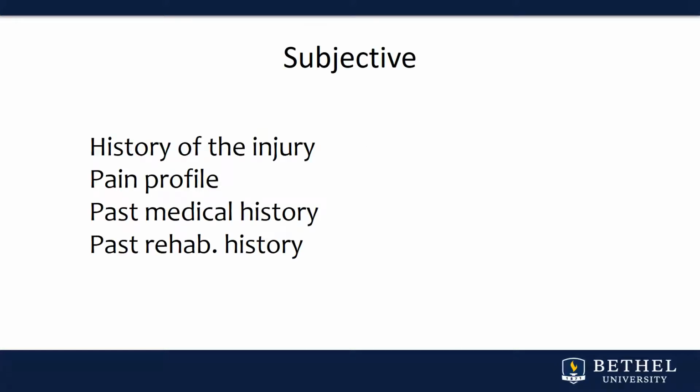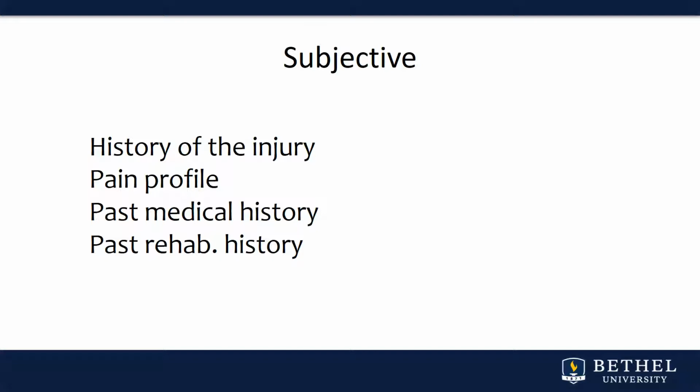So when we're writing a SOAP note, the first group of information that we'll write down under the subjective portion will include history of the injury, a pain profile, past medical history, and some past rehab history. Basically, it's anything that the patient tells you that's pertinent to their injury. You can even directly quote a person in this section of a note. Almost always this information is subjective and you cannot objectively measure it.